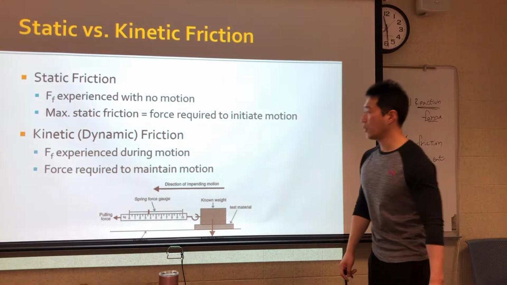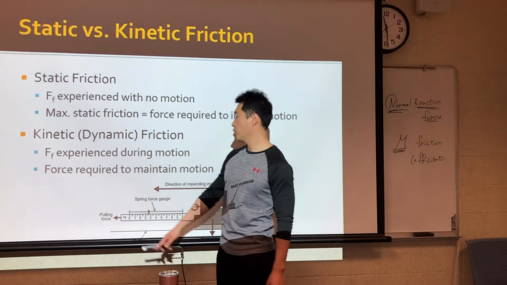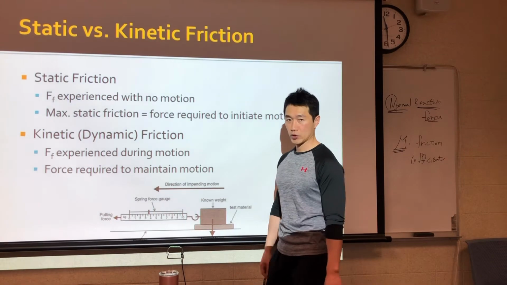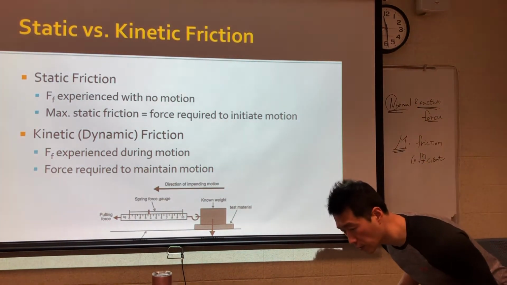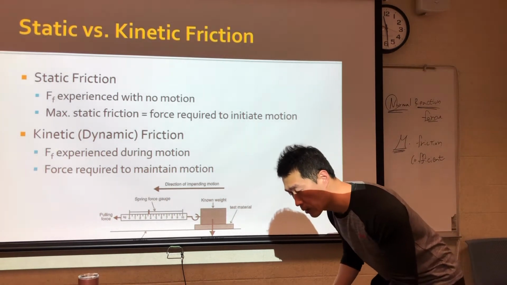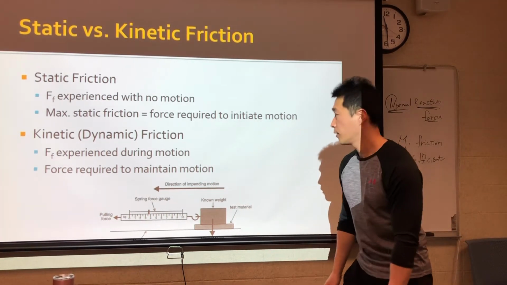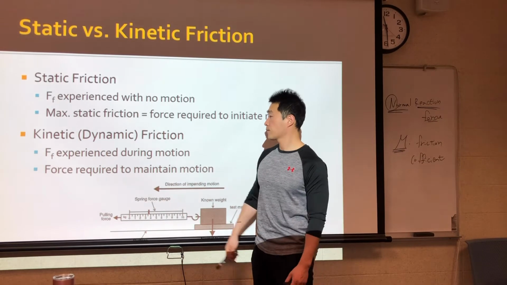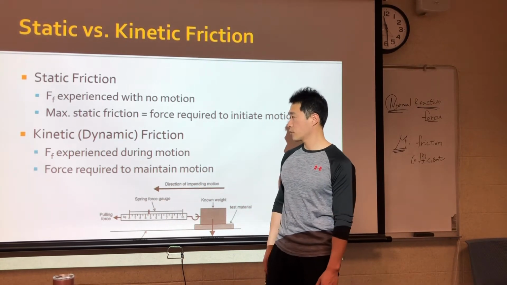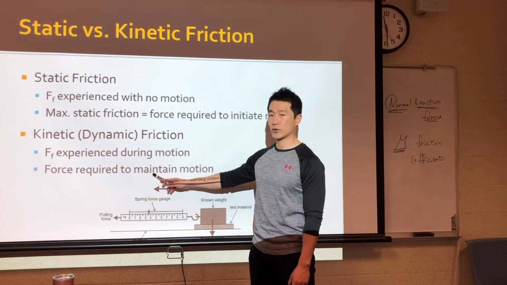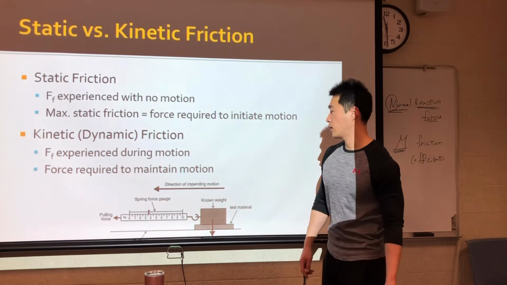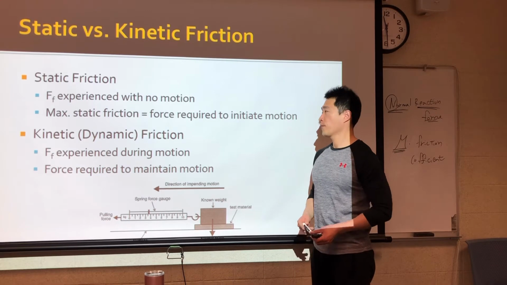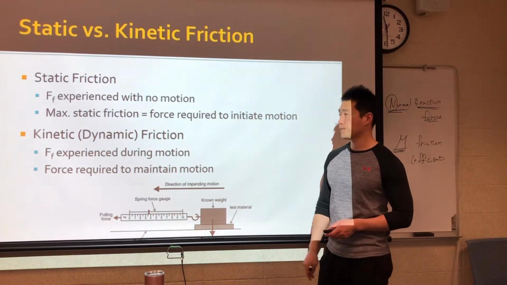And then kinetic friction is also the force required to maintain motion. Once you start moving this table, I can keep moving this table, right? During the motion, kinetic friction is what maintains the motion. So there are static, maximum static, and kinetic friction, depending on whether motion is involved or not.